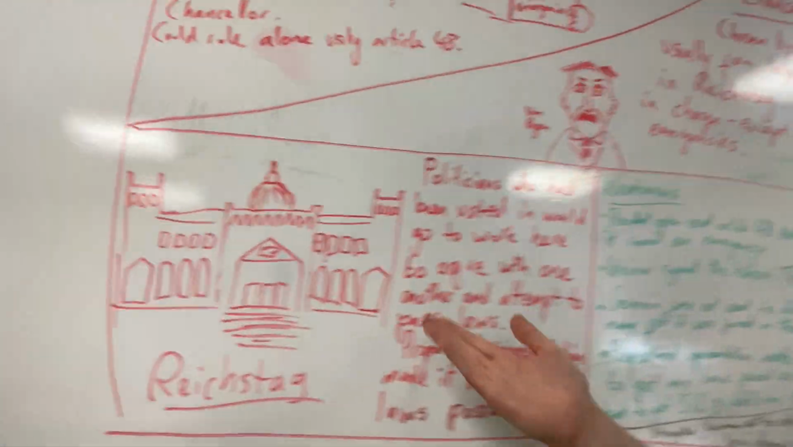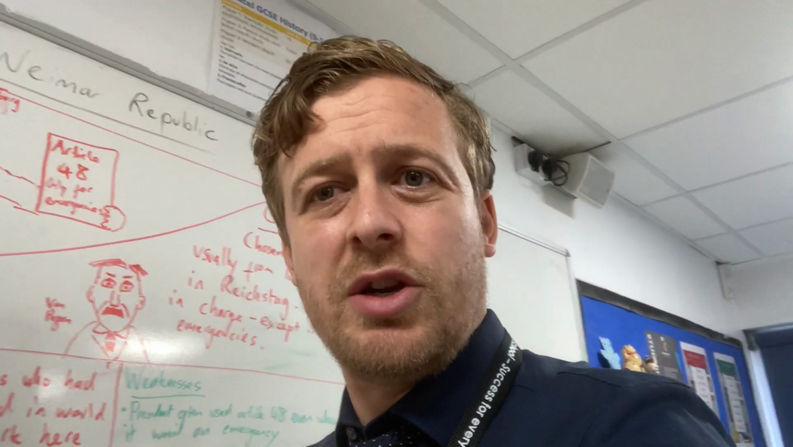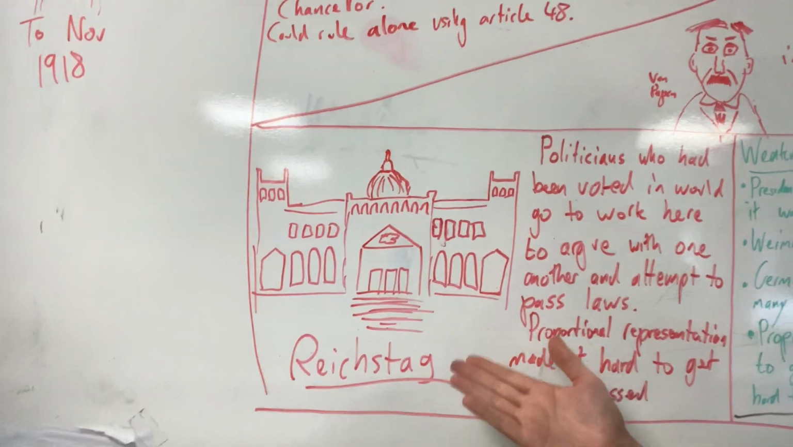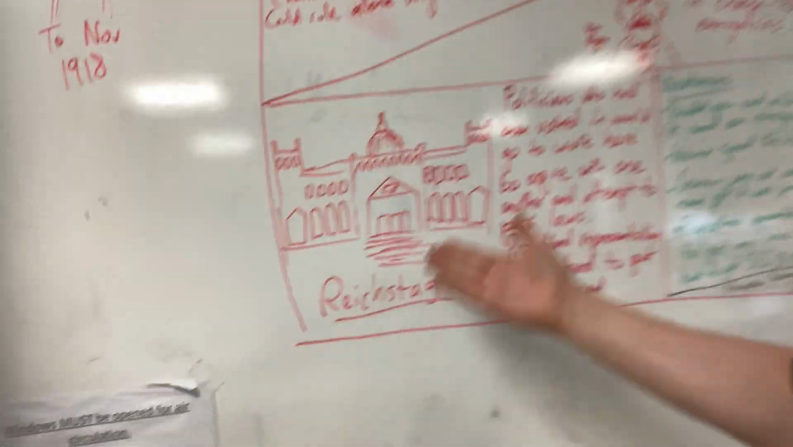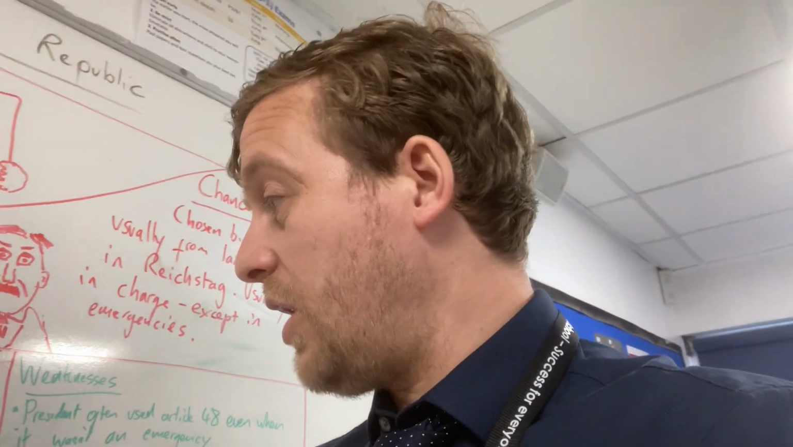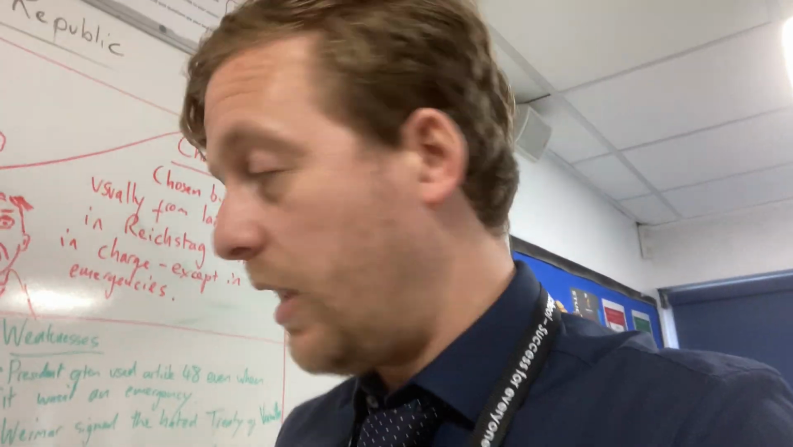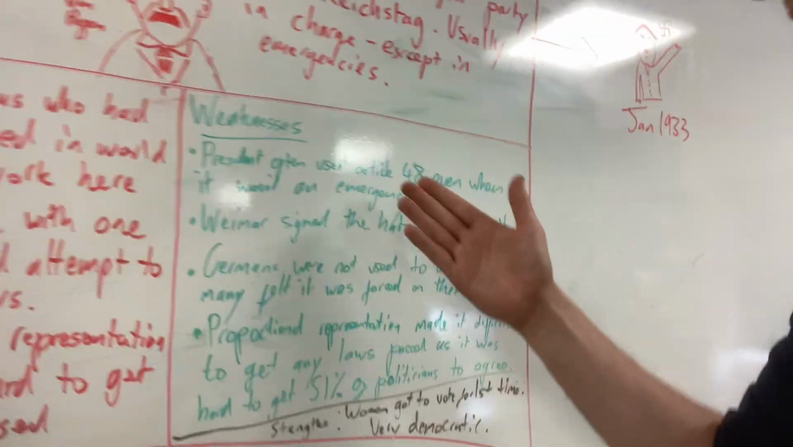Now, then you've got the Reichstag down here. You could think about, like Big Ben, the Houses of Parliament in England. Well, the Germans' version of that is called the Reichstag. This is where the politicians in Germany, who've been voted into power, would go to work every day, as it says here, and they would argue with each other, and they would attempt to get laws passed. And the big problem, so we're going to come on to some of the weaknesses.